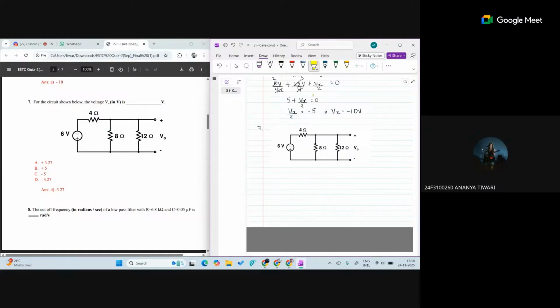This type of question was there in an activity also. Okay. So first we can calculate them in parallel. So what would be the parallel? 8 and 12 ohm. What will you get from here? 24 by 5. I mean, it will turn out to be 4.8. Yeah, 4.8. Okay. So now, how can we redraw this?